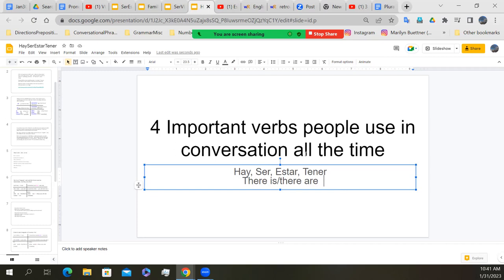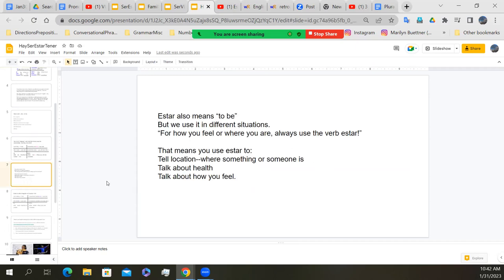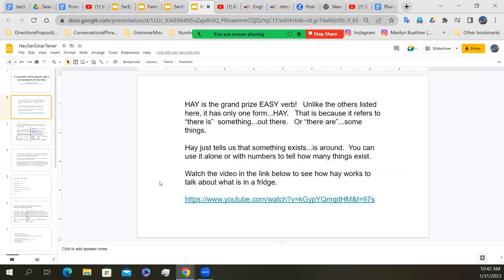Okay. Ser is used to say many forms of to be, and estar, it will go into many forms to say to be. So we're going to look at what those look like and why we use those. What's the context mean? How do I know what to use? Oh, perdón. Hang on. Okay, here we go. Hay is the grand prize easy verb. Unlike the other verbs ser or estar, hay has only one form, and it's always hay, okay?